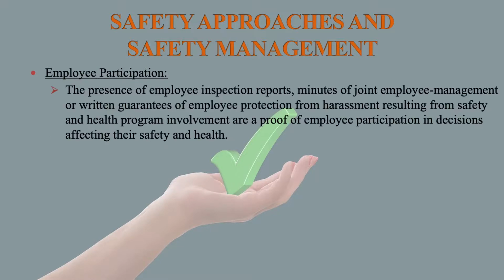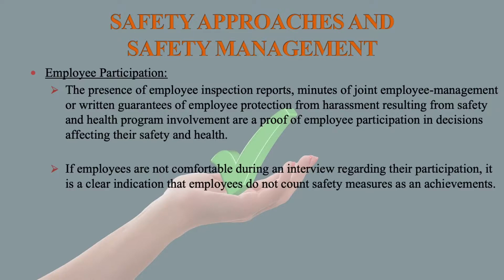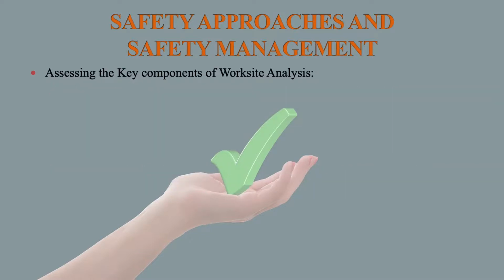Employee participation. The presence of employee inspection reports, minutes of joint employee-management meetings, or written guarantees of employees' protection from harassment resulting from safety and health program involvement are proof of employee participation in decisions affecting their safety and health. If employees are not comfortable during an interview regarding their participation, it is a clear indication that the employees do not count safety measures as achievements. Assessing the key components of worksite analysis.